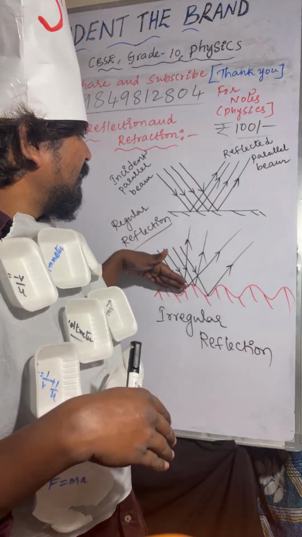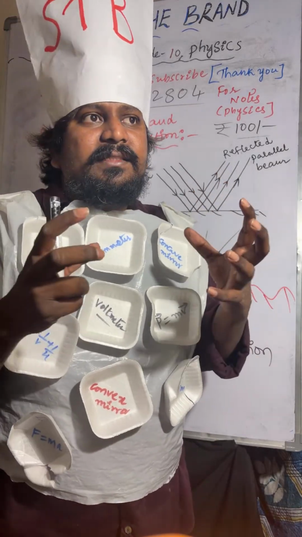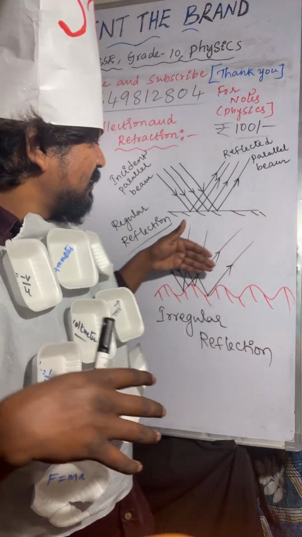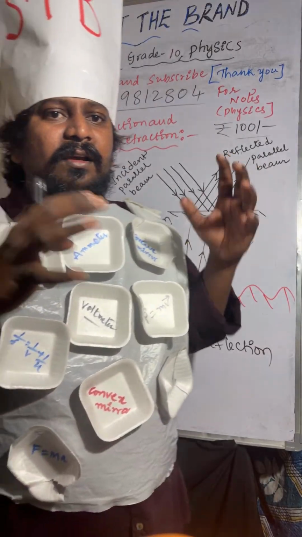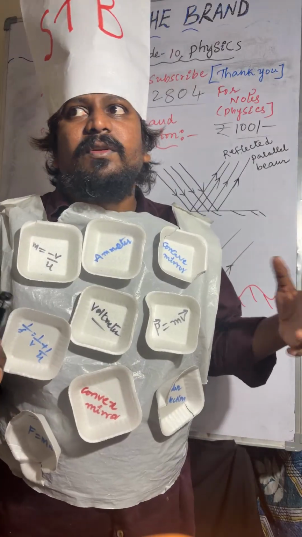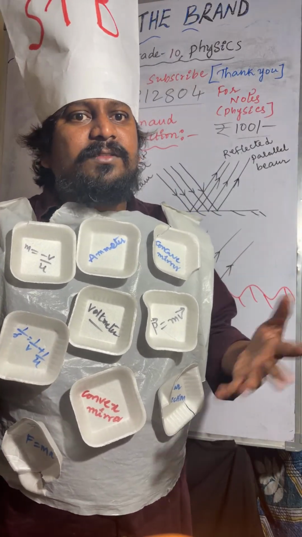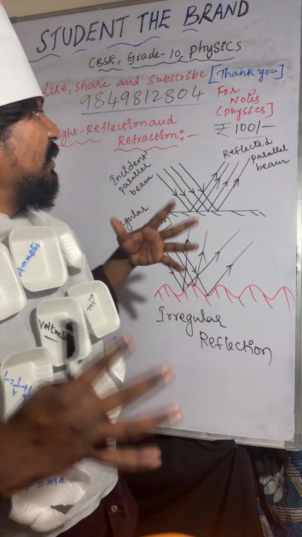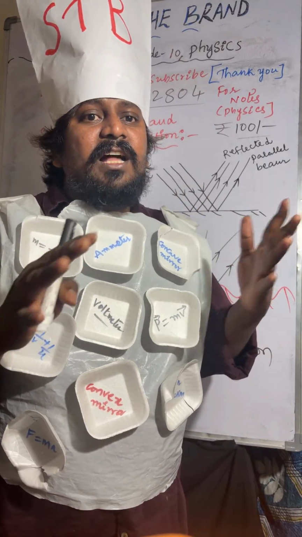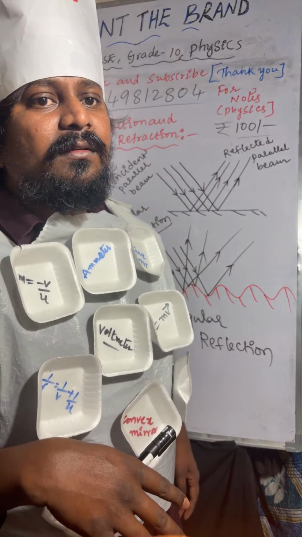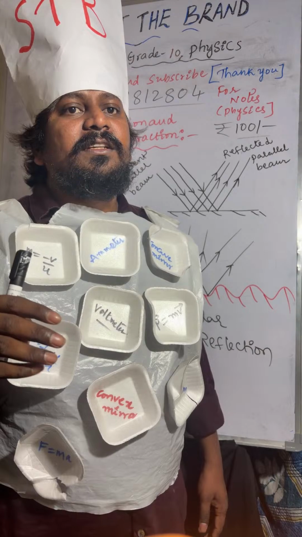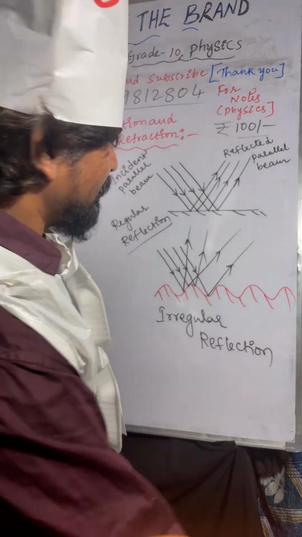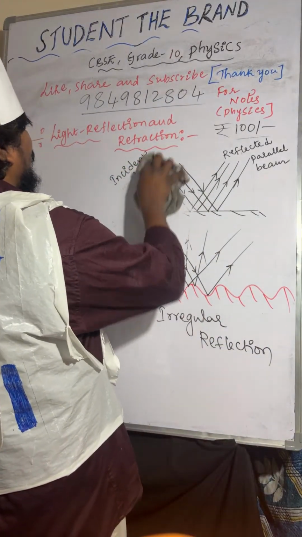Whereas irregular reflection takes place on a rough surface, because incident light rays are parallel but reflected light rays are not parallel to each other, they are moving in different directions. The best examples are a wall and paper, which are also rough. Irregular reflection is also called diffused reflection. So this is about regular reflection and irregular reflection.